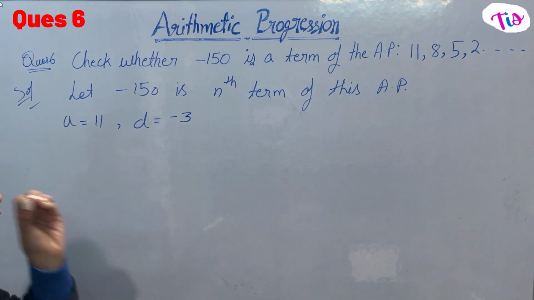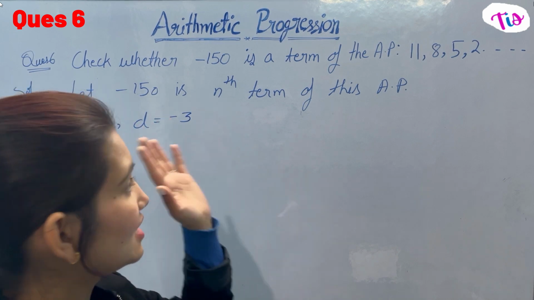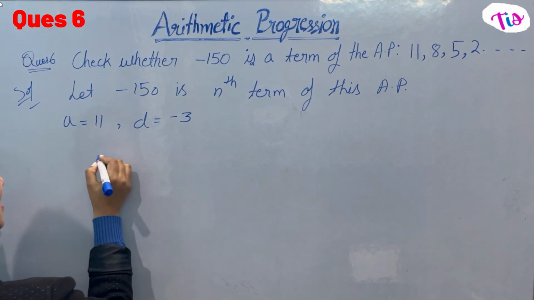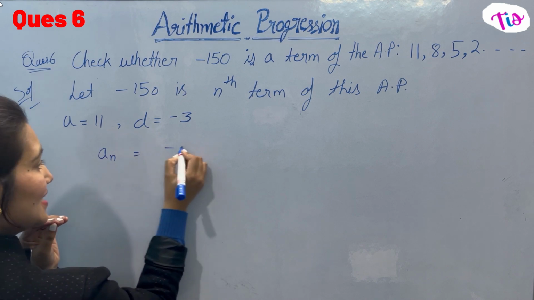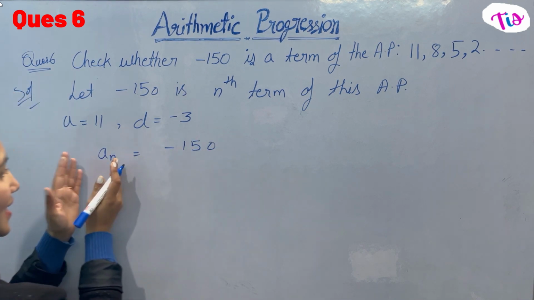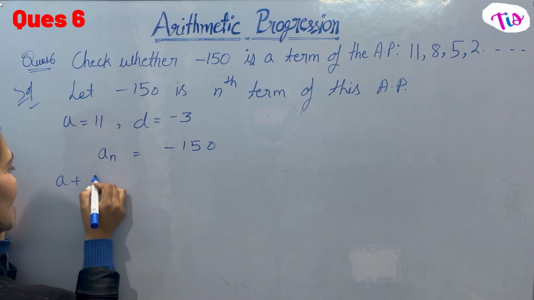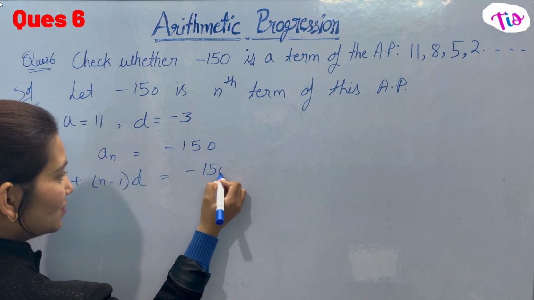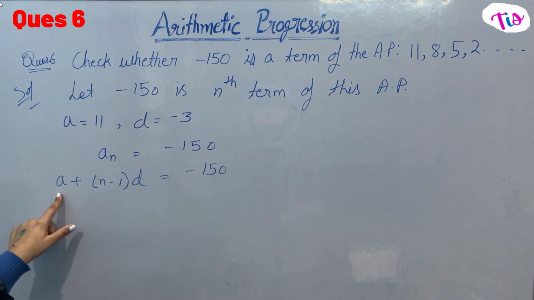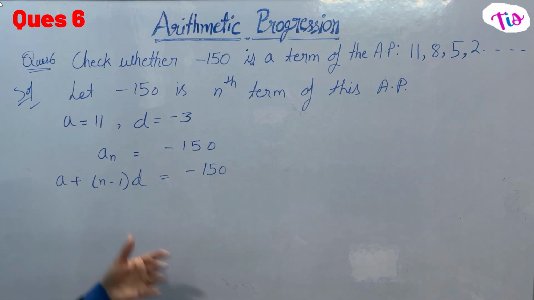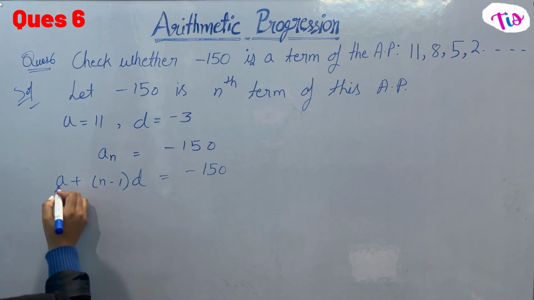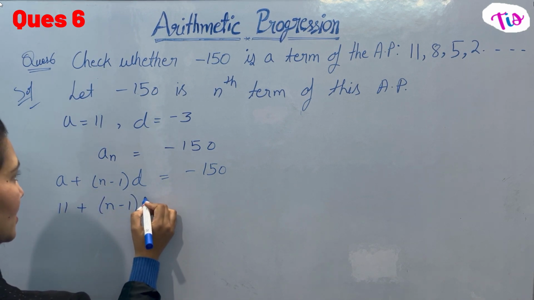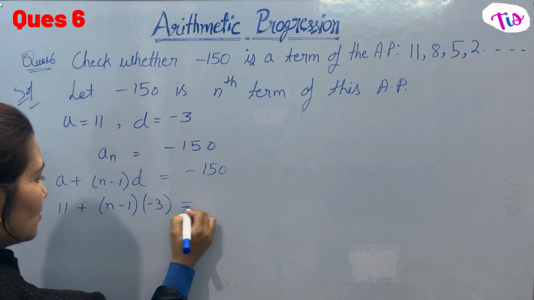What have we assumed? We have assumed that minus 150 is the nth term of this AP. So if it is the nth term, we are assuming that an is minus 150, and an is a plus n minus 1 into d, equal to minus 150, right? So put the values and solve for n. a is 11, plus n minus 1 into d, and d is minus 3, is equal to minus 150.